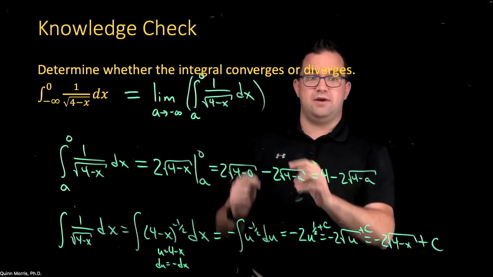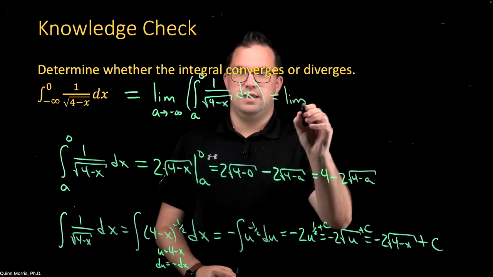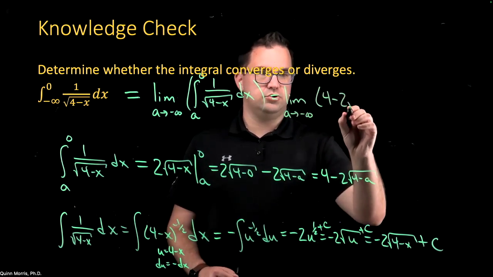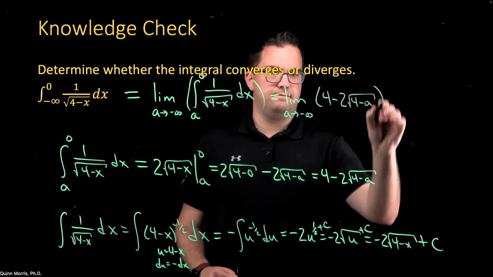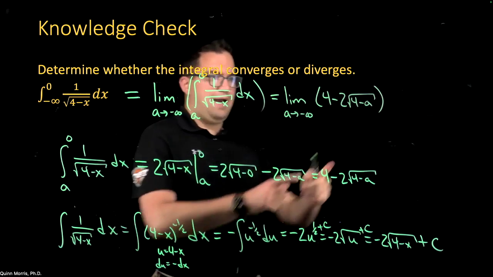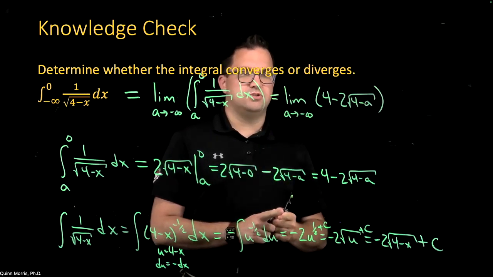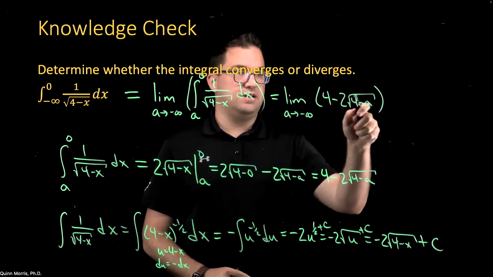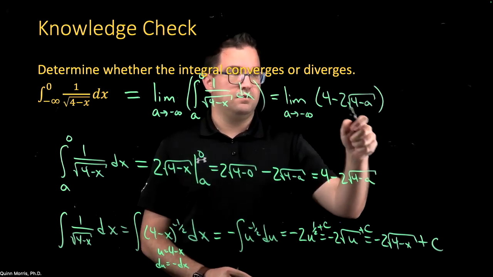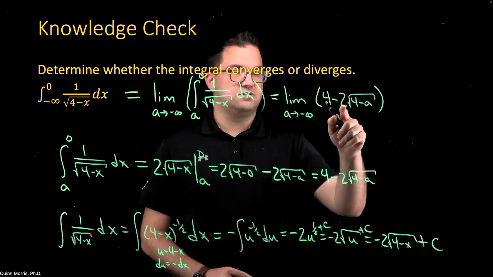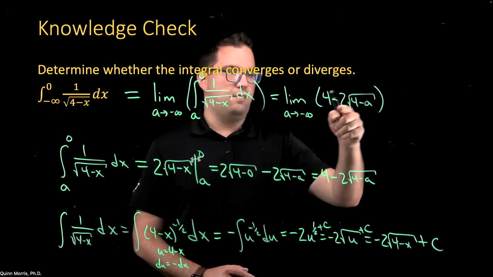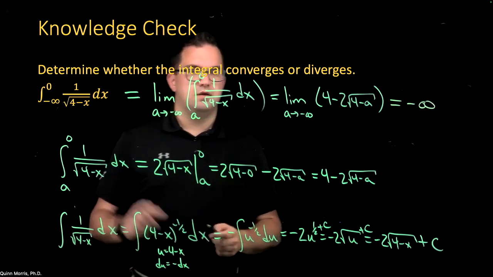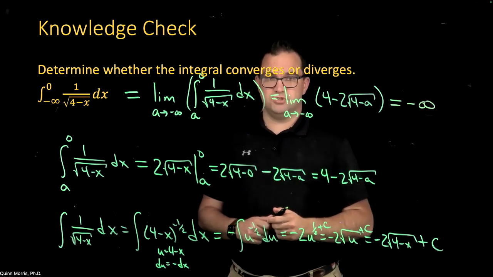Now I need to plug that in up here and take a limit. So this is the limit as a goes to -infinity of 4 minus 2 square root of 4 minus a. All right. Well, now let's think about what's going to happen to this term as a goes to -infinity. So as a goes to minus infinity, 4 minus that thing going to minus infinity, this whole thing is going to go to positive infinity. So you're going to have 4 minus 2 times something going to positive infinity. So you're going to have 4 minus something going to infinity. This limit will be minus infinity. Therefore, this integral diverges.